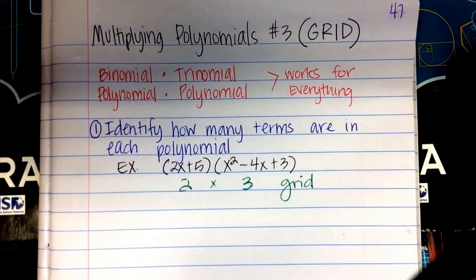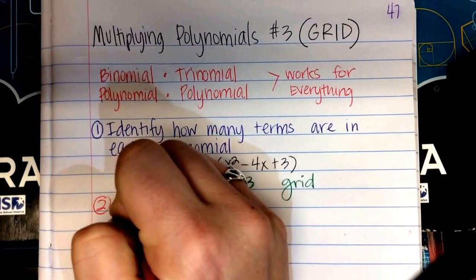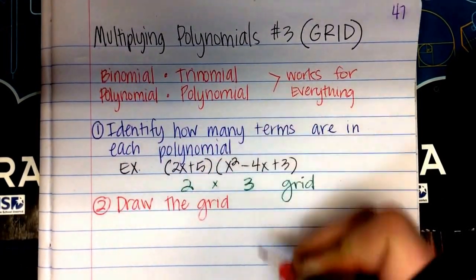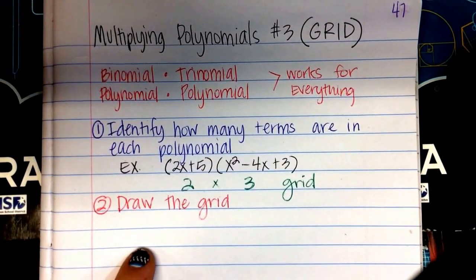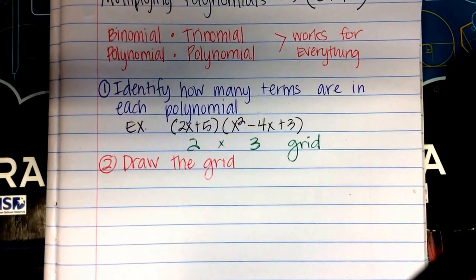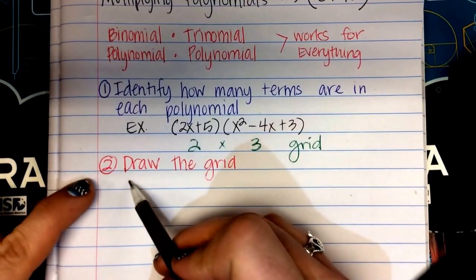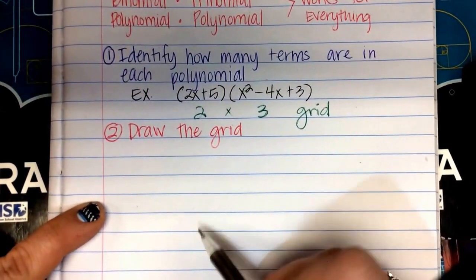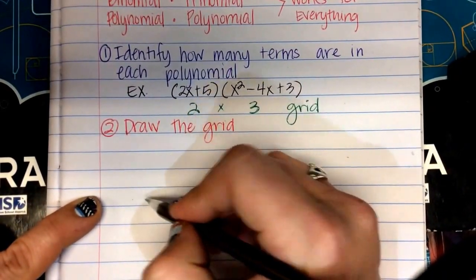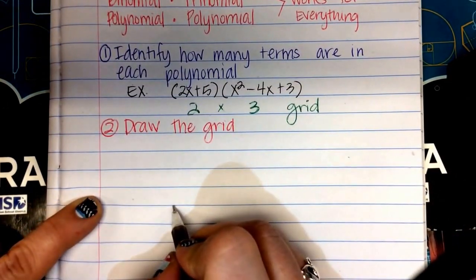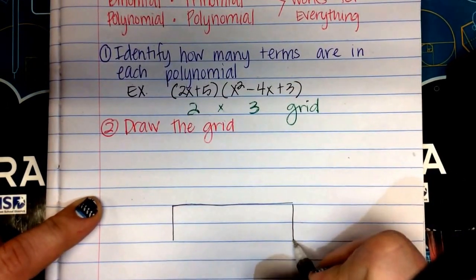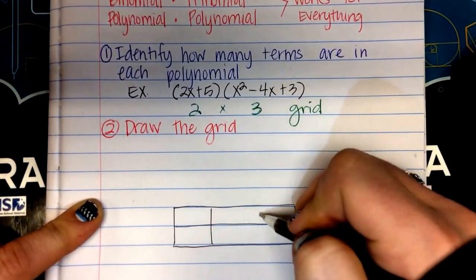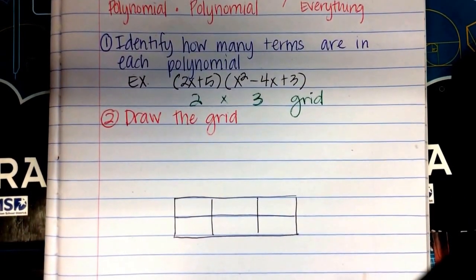After you identify how many terms there are, you're going to draw the grid. And in this case, it's a 2 by 3. I'm going to skip 4 lines and draw it down here so we can have room to work. 1, 2, 3, 4. So you draw your grid. It's going to be 2 tall and 3 long. And you want enough room to write in there, so don't make it tiny.